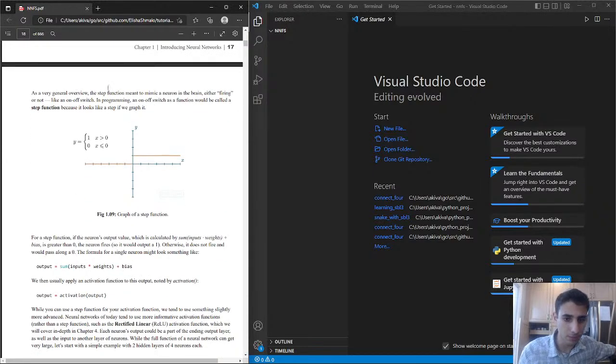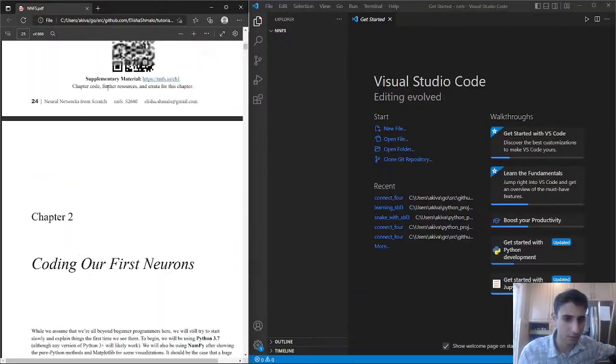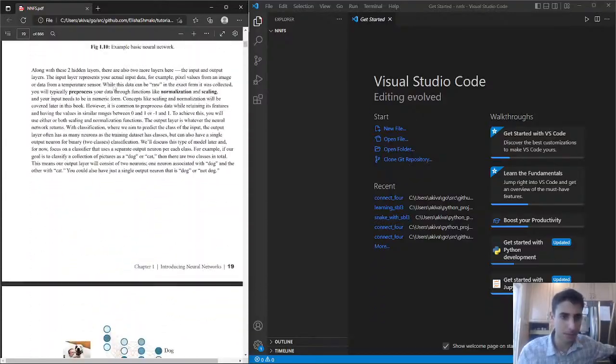Great. How much longer is this chapter? Because I want to get to the coding part. Not that much. Let's see what else he has to say.